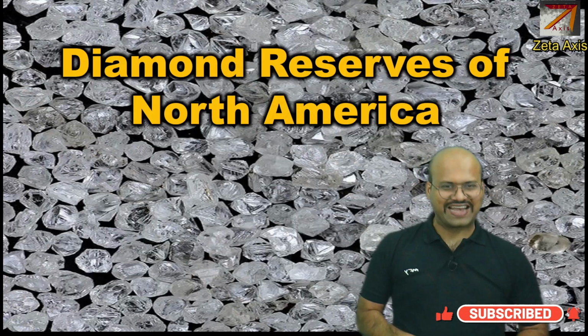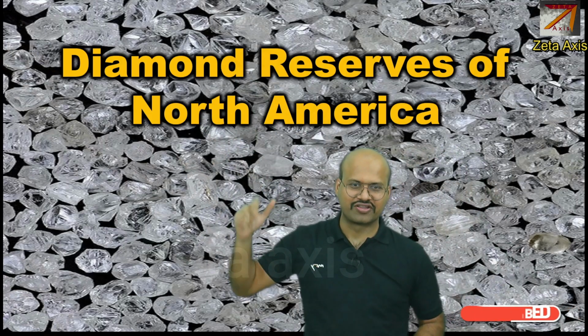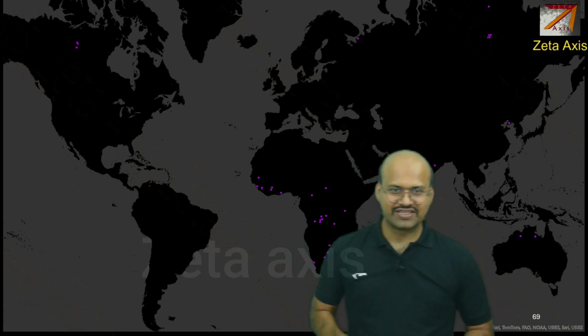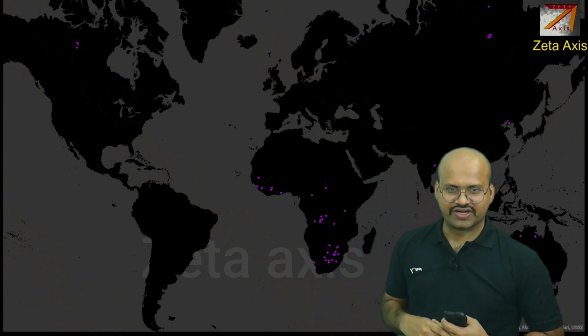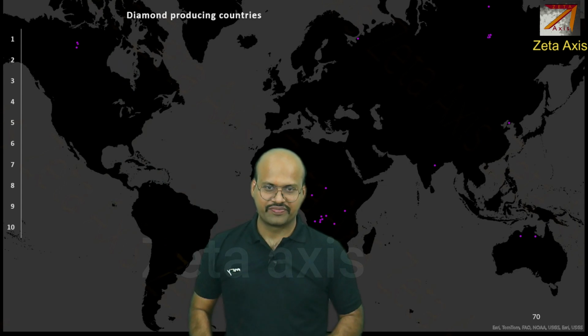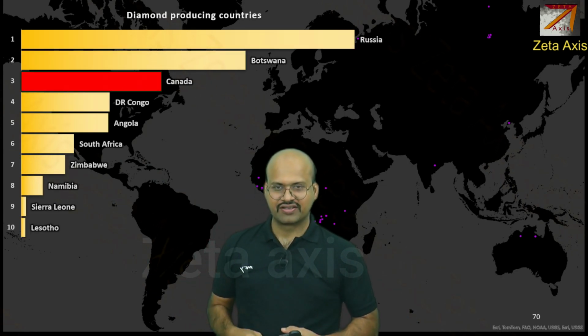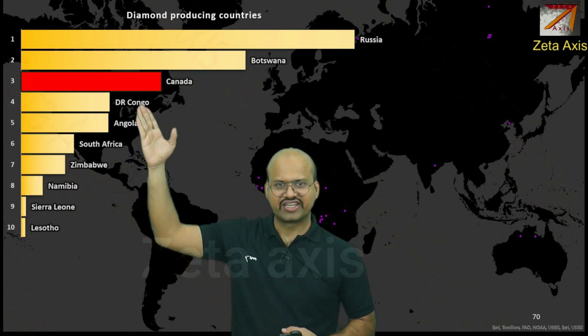Now after gold, let's discuss the diamond reserves of North America. Again, we can see here the diamond regions across the world, and we can see that there are very few diamond reserves in the North American continent. In fact, they are only produced in Canada. If you see the standing, then we can see that Canada is at the third position.